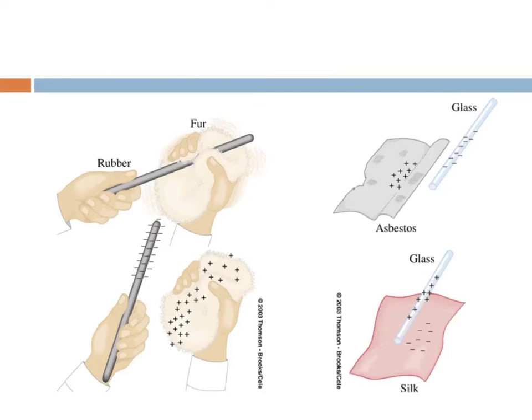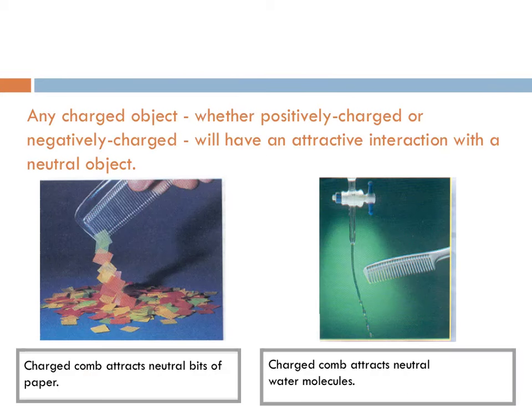When glass and asbestos are rubbed together, glass is left negatively charged and asbestos is left positively charged. Again, if something is left positively charged, it did not gain protons, but in fact, it lost electrons. When a piece of glass is rubbed with silk, afterwards, the glass is left positively charged. Again, it lost electrons. And the silk is left negatively charged. It gained electrons. Any charged object, whether positively charged or negatively charged, will have an attractive interaction with a neutral object, and we'll see several more examples of this in class.